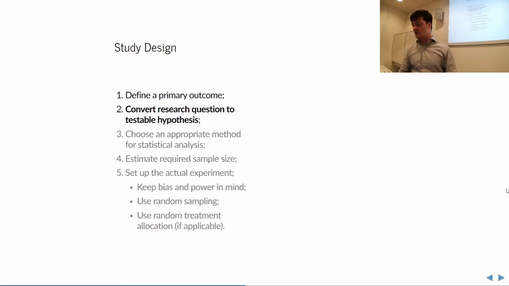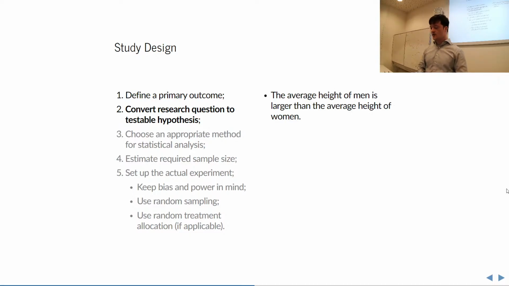Then using that primary outcome, you should convert the research question to something very, very precise, something that can be expressed in math, which is a testable hypothesis. So first we have the research question, are men taller than women? It's too vague, because what do you mean? Do you mean that all men are taller than all women? Or do you mean that men have a larger maximum height than women? So you have to be precise, right? So in the case of a t-test, I would say that the average height of men, average, that's the important part, is larger than the average height of women. And now it's precise. Now it's two measures that we can compare.